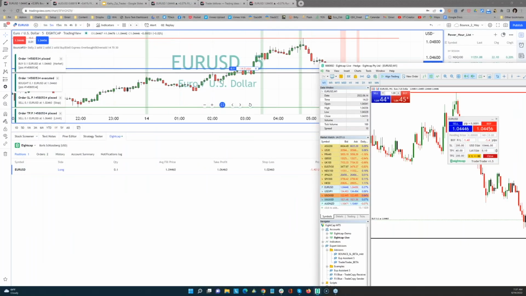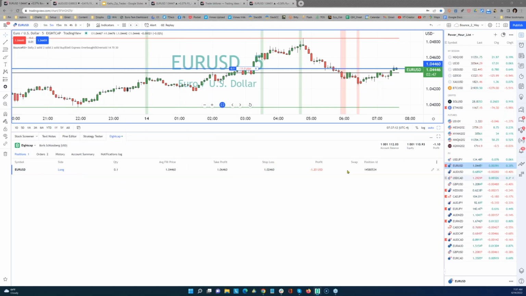But here's the cool part. Look what's happening. That trade is now fully manageable through MT5 on TradingView. So that is the really neat part. You can essentially use MT5 to adjust your trade with TradingView. Now, what I've done right now is I have actually, what's my take profit?